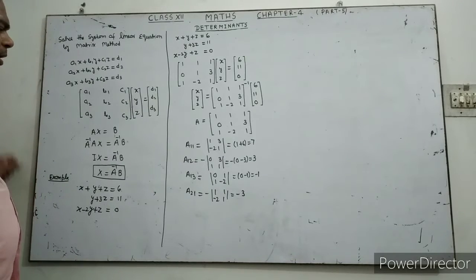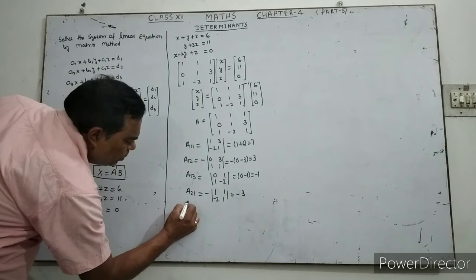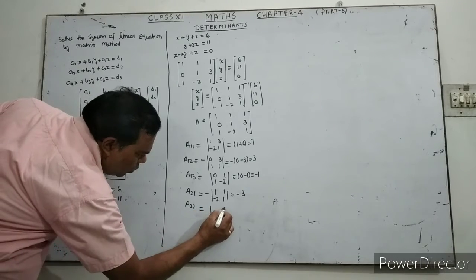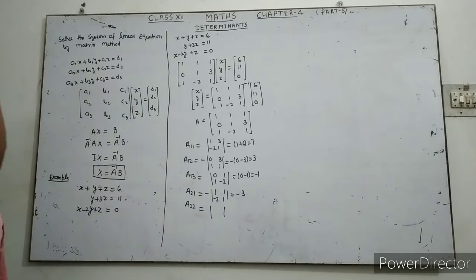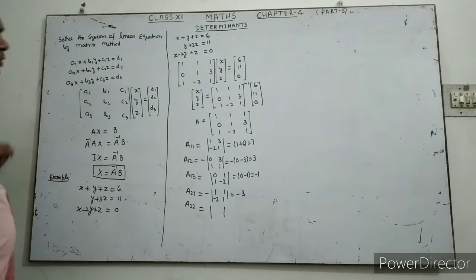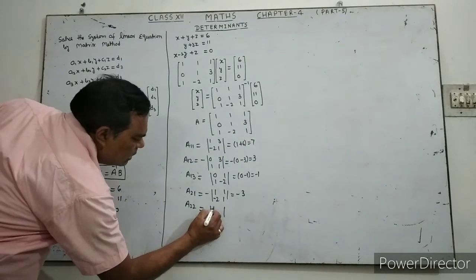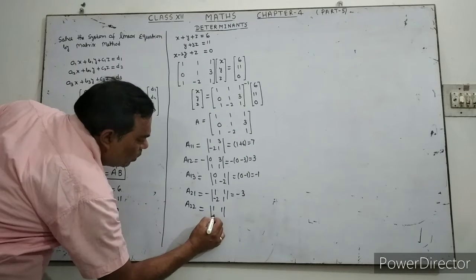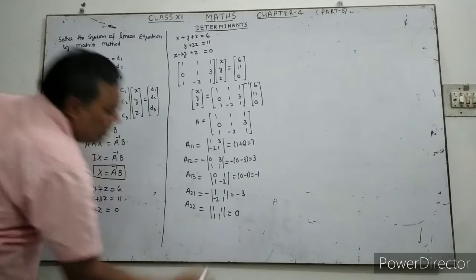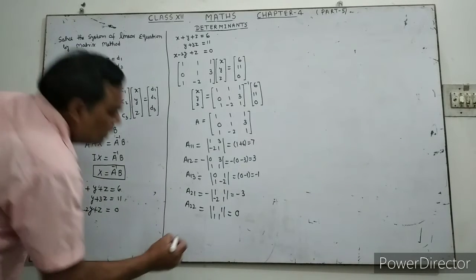Now A22. Forget this row, this column. Then this is 1, 1, 1, 1. Then 1 minus 1 is 0. So A22 is 0.